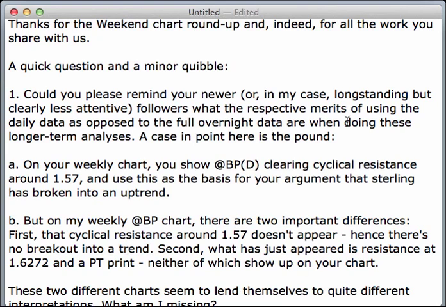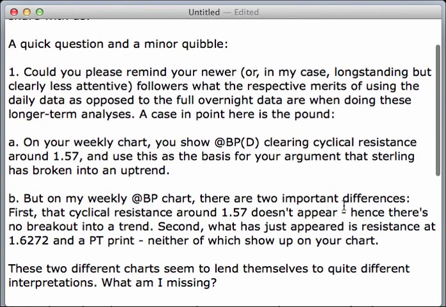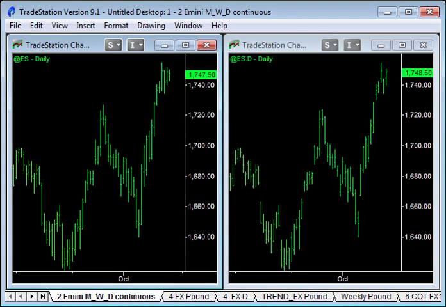I shan't read all of this to you, but what it boils down to is a question about this BP(D), and he's asking what are the respective merits of using daily data as opposed to full overnight data when doing long-term analysis. Now, there's a little bit of confusion here. Let me try and clear this up.